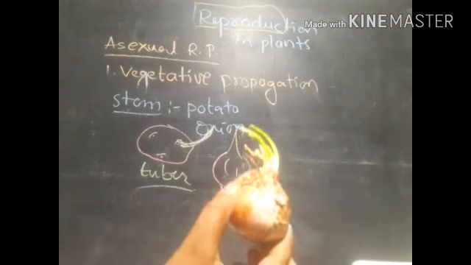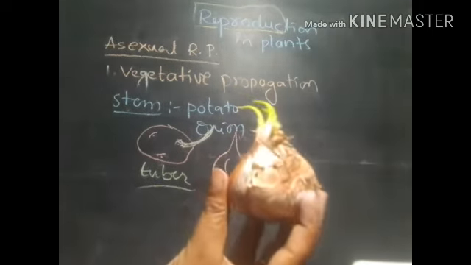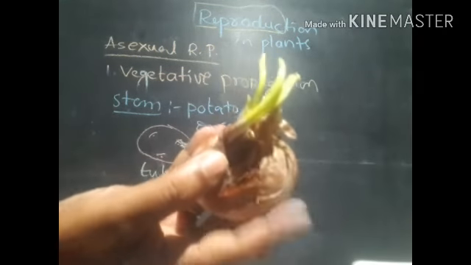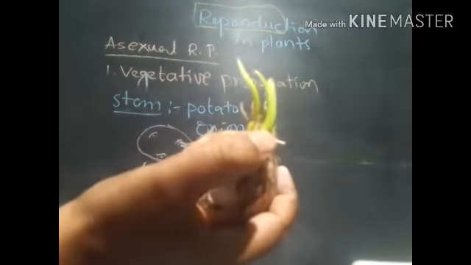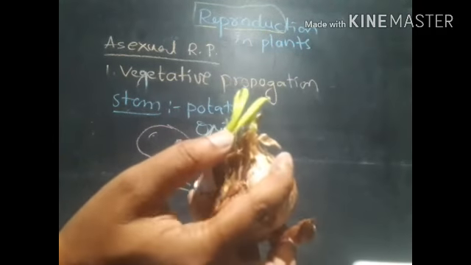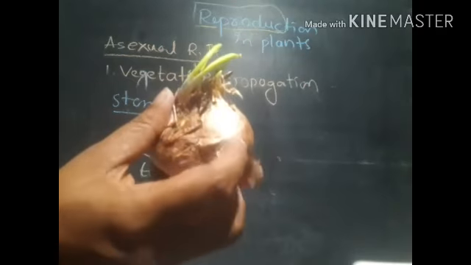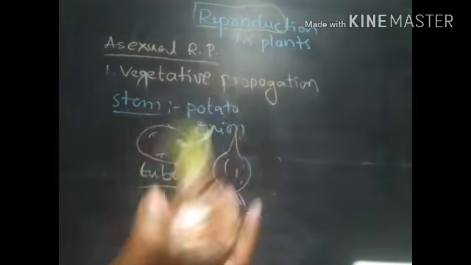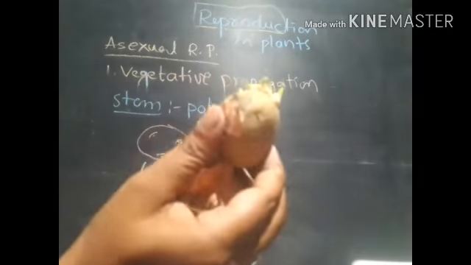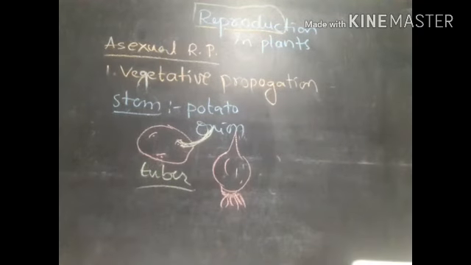It can produce new plant. For example, see this. It is onion bulb. And these are roots actually. And it is onion bulb, it can produce new plant. See, already the leaves have appeared here. This is the stem actually. It is called bulb. Whereas potato, it is called tuber. Bulb and tubers, right? Like this, a stem can produce new plant.